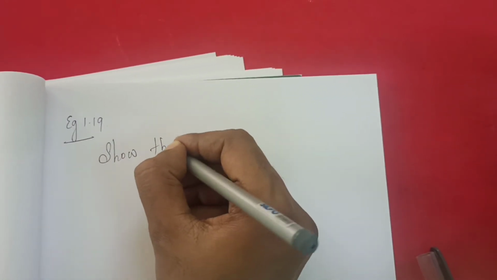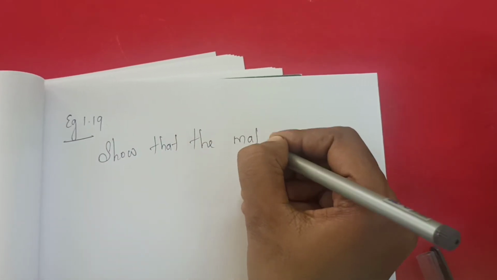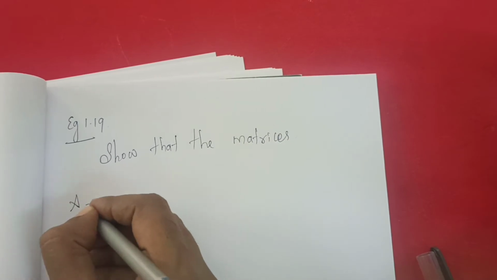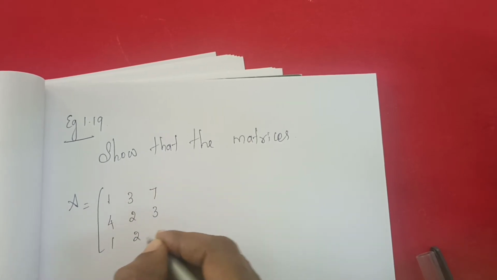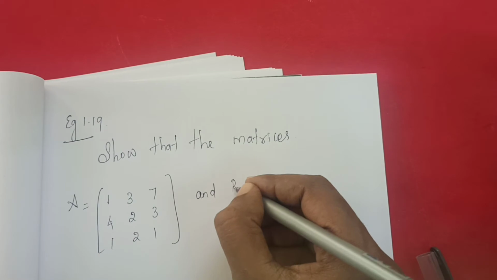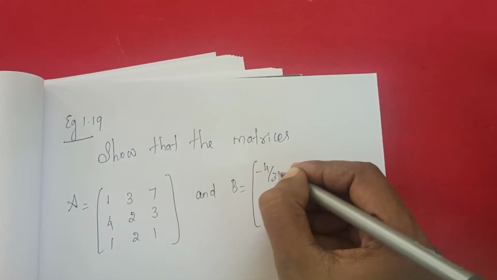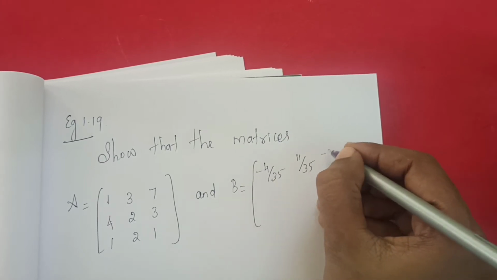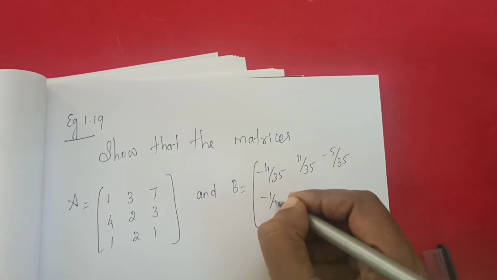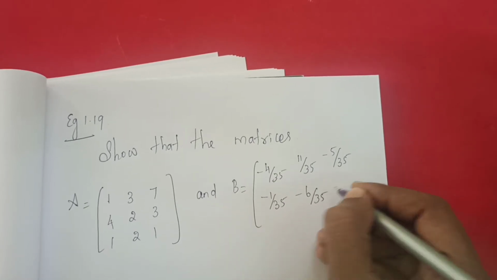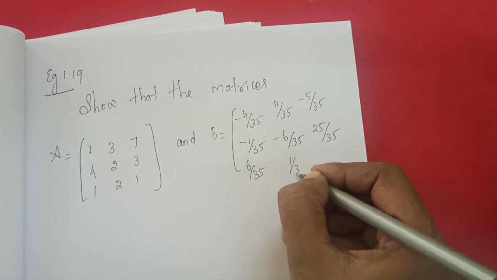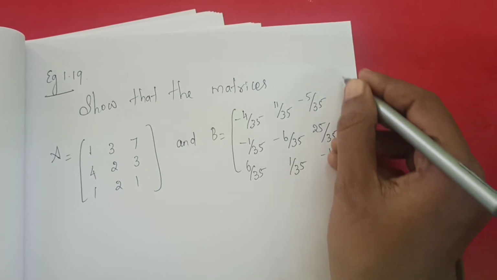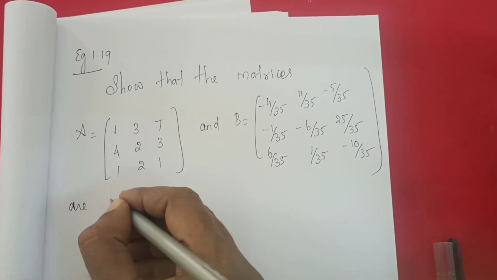Example 1.19. Show that the matrices A equal to 1, 3, 7, 4, 2, 3, 1, 2, 1 and B is equal to minus 4 by 35, 11 by 35, minus 5 by 35, minus 1 by 35, minus 6 by 35, 25 by 35, 6 by 35, 1 by 35, minus 10 by 35 are inverses of each other.